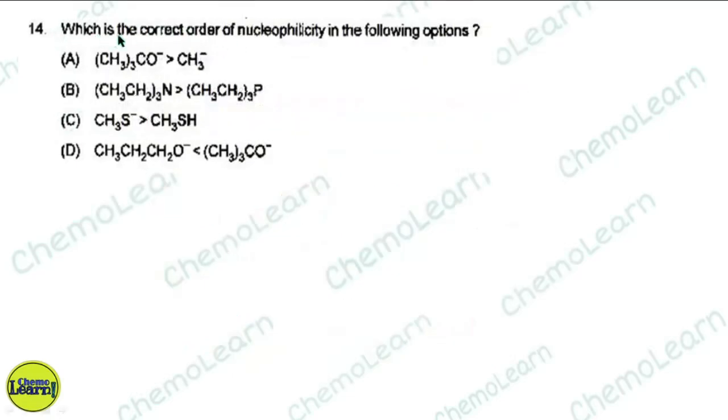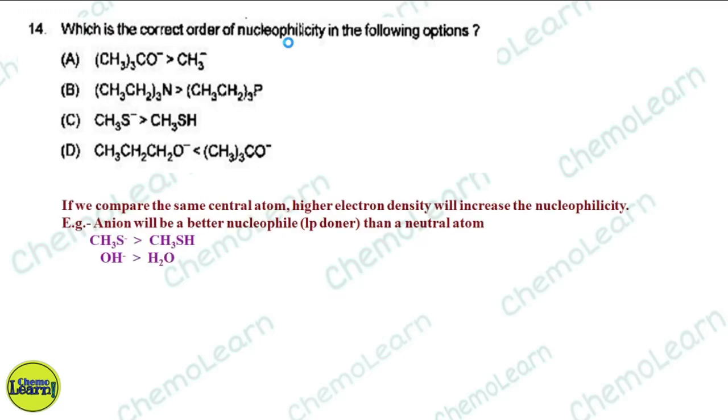Next is, what is the correct order of nucleophilicity in the following options? We are given 4 options. So, nucleophilicity. What do you mean by nucleophilicity? The ability to donate its extra electron pair. If you compare the same central atom, higher electron density will increase the nucleophilicity. Obviously, if the atom has higher electron density, then it can donate its extra electron pair very easily.